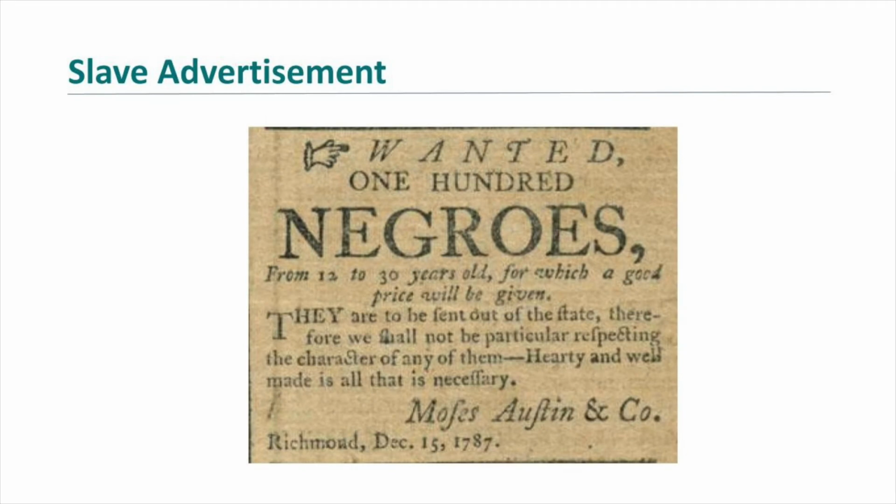This is a slave advertisement from a slave trading company. It appeared in a Richmond, Virginia newspaper only a few months after signing the Constitution. The company seeks to buy 100 slaves to sell to purchasers in states further south. And slavery was a major subject, as we say. This shows how slavery had to be a major subject of debate in the Constitutional Convention.